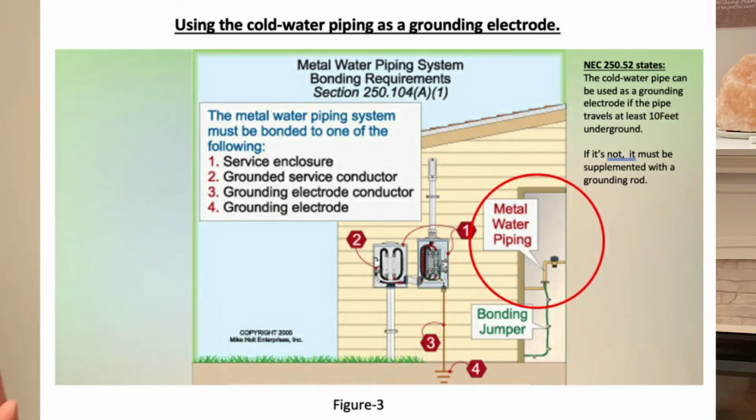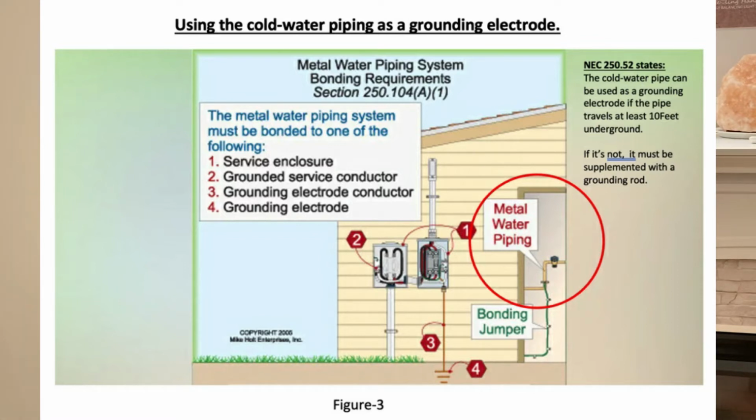The part of the code that deals with that is 250.52. It states that if your cold water pipe goes down into the earth for a continuous run of at least 10 feet, it is okay to use your cold water pipe as a grounding electrode. That's important to mention, because if that is not maintained and the cold water pipe does not go through the earth a minimum of 10 feet, there has to be a supplemental connection made, usually with a ground rod.